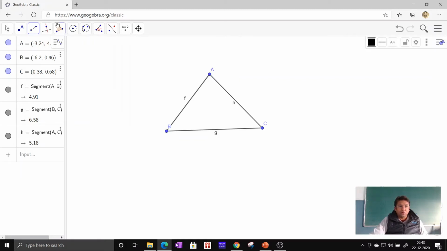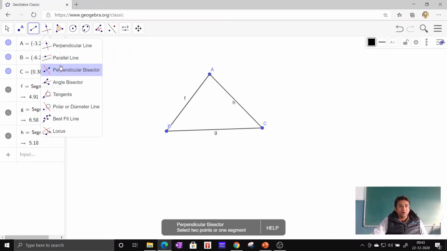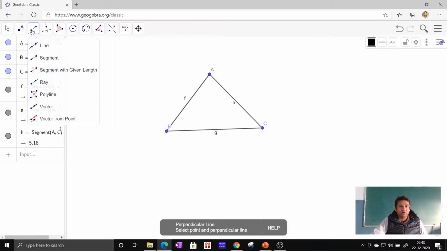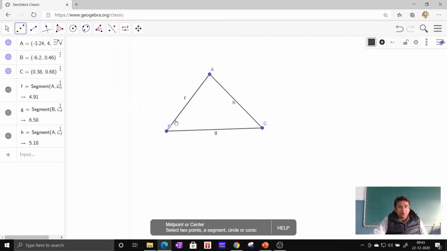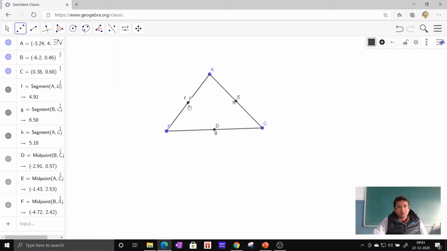Now see what is a median? A median is a line from the vertex to the midpoint of the opposite side. Now first of all we find the midpoints of sides AB, BC and AC. So for the midpoint of B and C, D is the midpoint of BC, and for AC the midpoint is E, and for the midpoint of AB it's F.